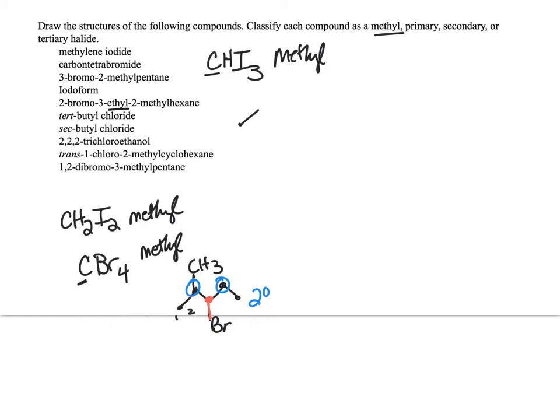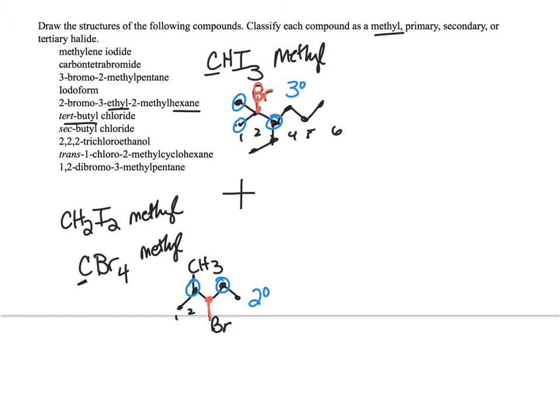Okay, so let's do hexane. 1, 2, 3, 4, 5, 6. 2-bromo-3-ethyl-2-methyl. Okay, once again, we look at the carbon that's bonded to the halogen, and we see how many carbons is this carbon connected to? 1, 2, 3. That makes it a tertiary halide.